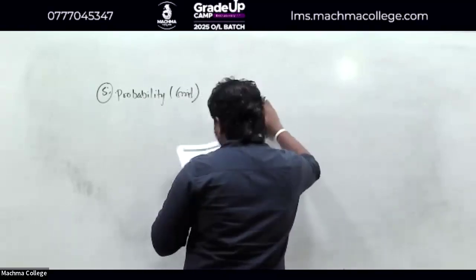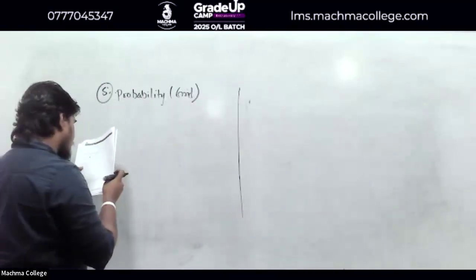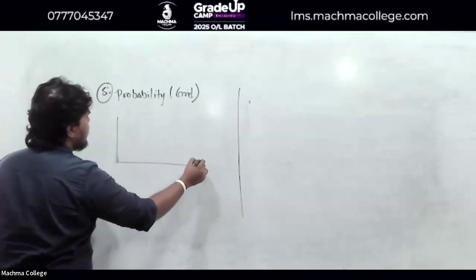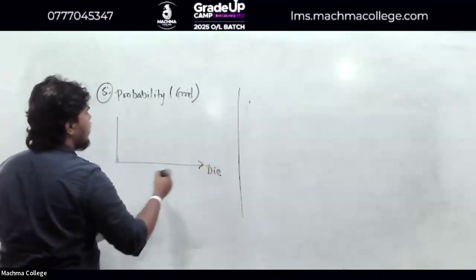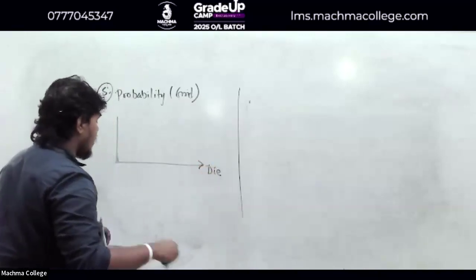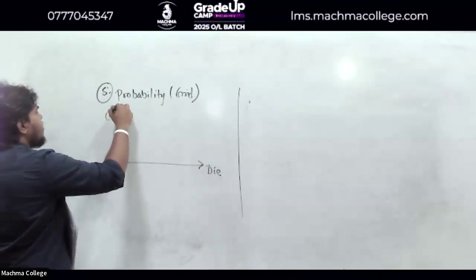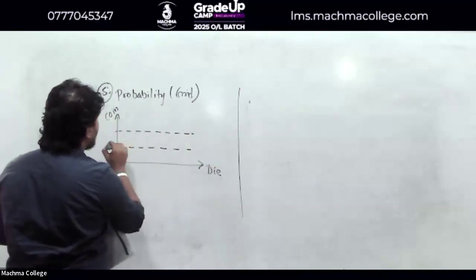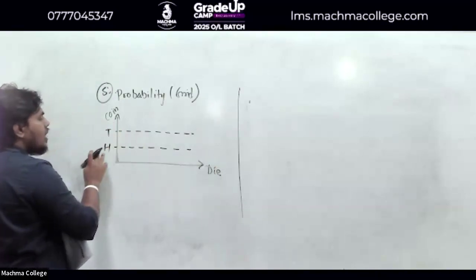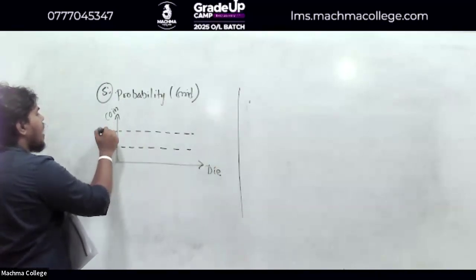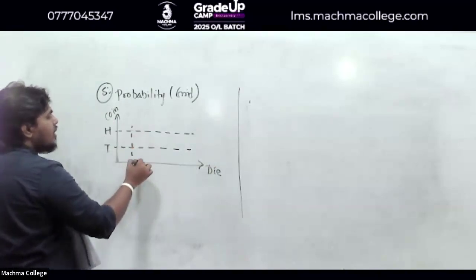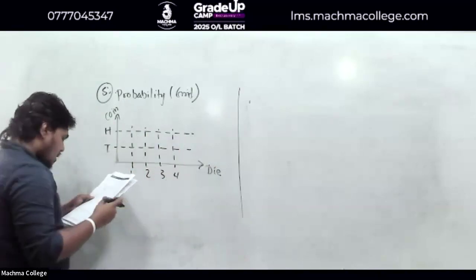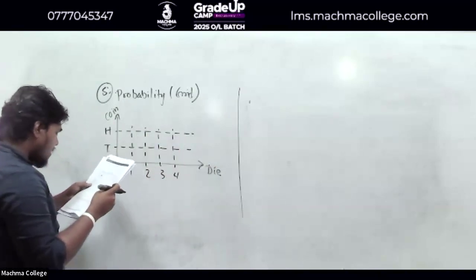A tetrahedron die and a coin are tossed together. Represent the sample space on the grid. We have the coin on the x axis and the tetrahedron die on the y axis. For the coin we have only two possible outcomes, either head or tail. If anyone wants to write the tail first and head after that, no problem. Write the die numbers in ascending order, 1 2 3 4.